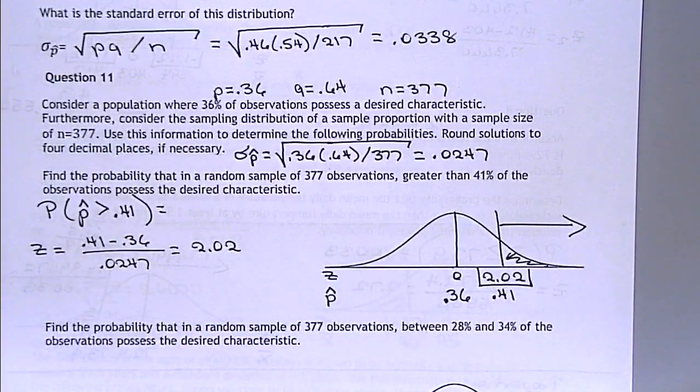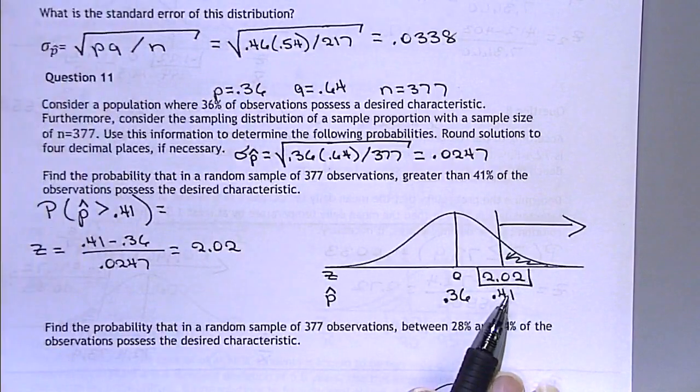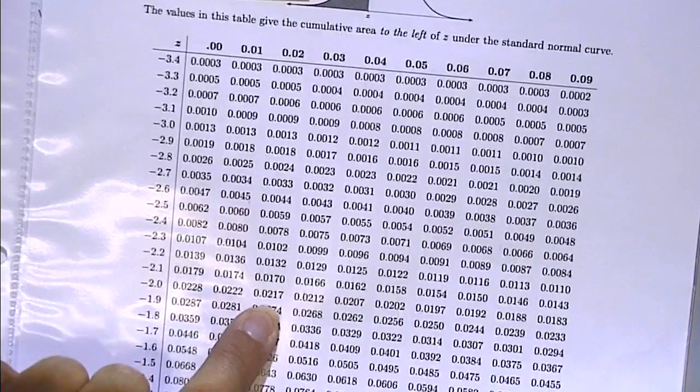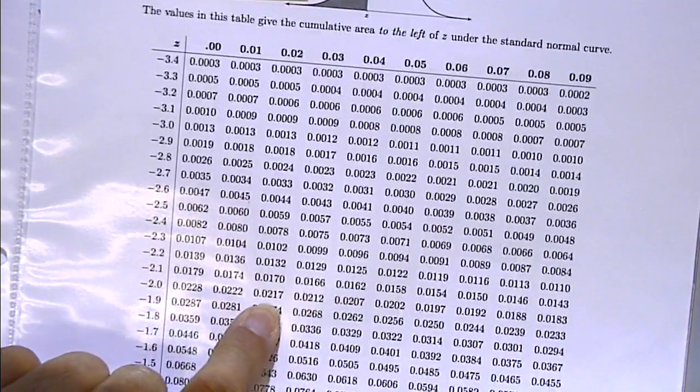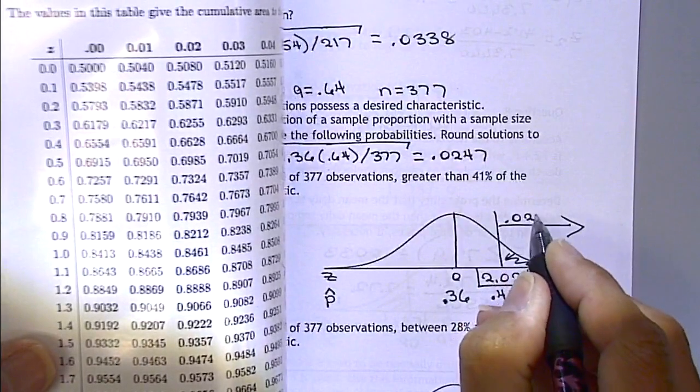Okay. Area to the right. Well, I can look it up, and it would give me the area to the left, and then subtract that area from 1, or I can look it up on the opposite side of the table. This is a positive 2.02, but I'm going to look up a negative 2.02 and find that area. It's 0.0217. If that doesn't make sense to you, then go back and do the other way.